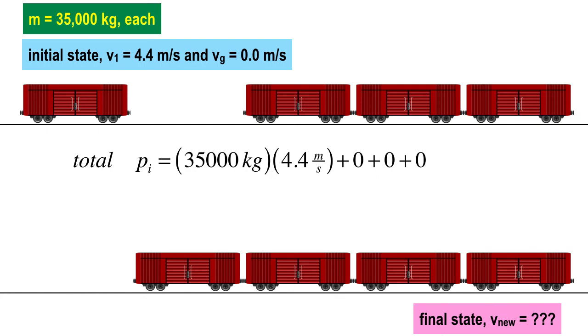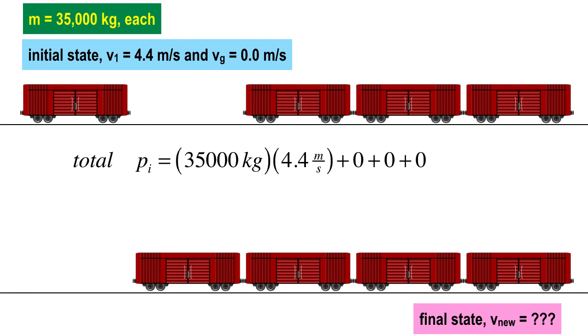Now boxcar number 1. They're all 35,000 kilograms, just a round number that I dreamed up. That's approximately the right mass for a boxcar. So 35,000, and the first one is going 4.4. So P equals mv is 35,000 kilograms times 4.4 meters per second. Now, the other ones, I have three zeros. Normally, I don't write those down, but I went plus zero, plus zero, plus zero. And why am I allowed to do that? Write down the momentums as zero. They're at rest. Make a note of that. They're at rest, so those three momenta are zero.